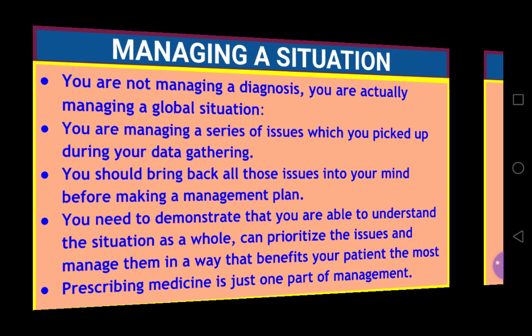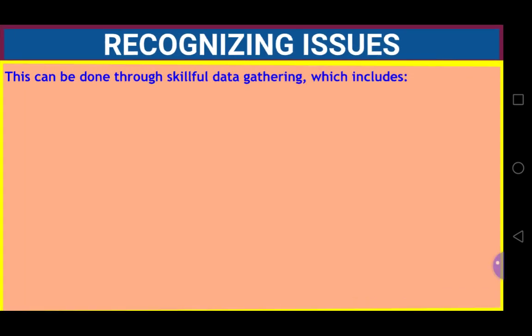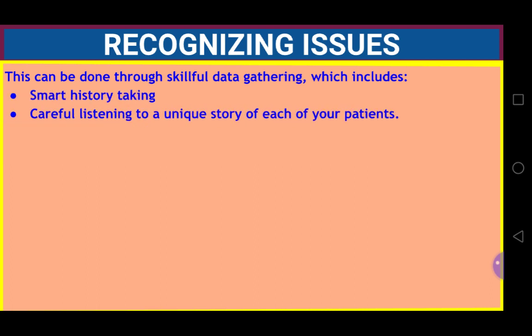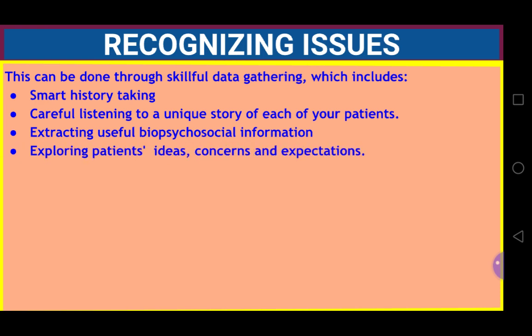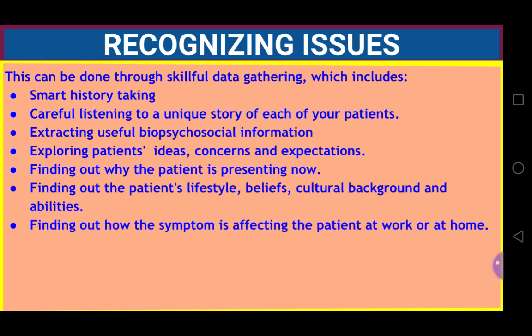Coming to recognizing issues, how can we recognize issues in a case? This can be done through skillful data gathering, which includes smart history taking, careful listening to the unique story of each of your patients, and extracting useful biopsychosocial information, exploring patients' ideas, concerns, and expectations, finding out why the patient is presenting now, finding out the patient's lifestyle, beliefs, cultural background, and abilities, and finding out how the symptom is affecting the patient at work or at home, doing relevant examination and investigations.